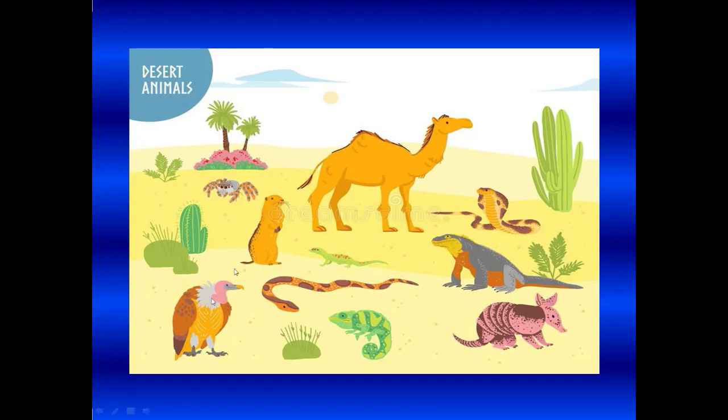If we go to the desert, we can see some desert animals and plants too. These animals are able to adapt to their climatic condition. So the animals which live in the desert regions are called desert animals, and the plants which live in the desert regions are called desert plants.